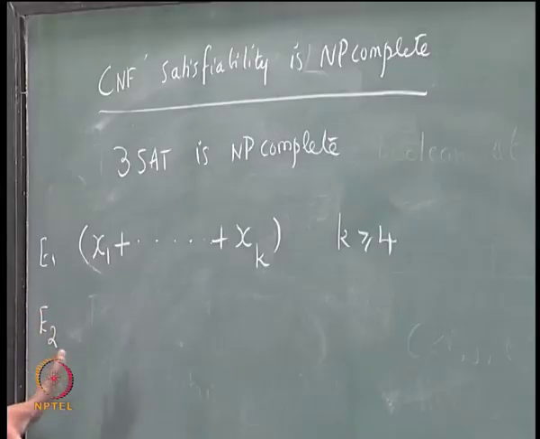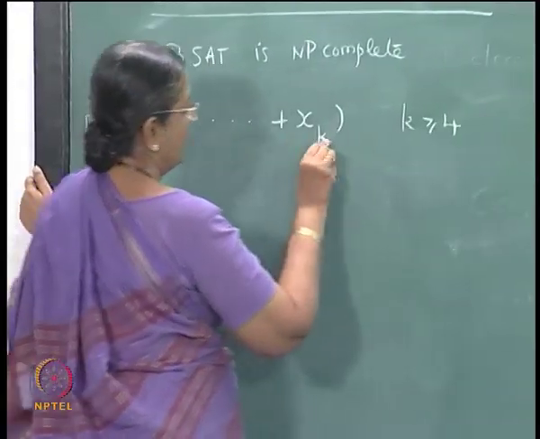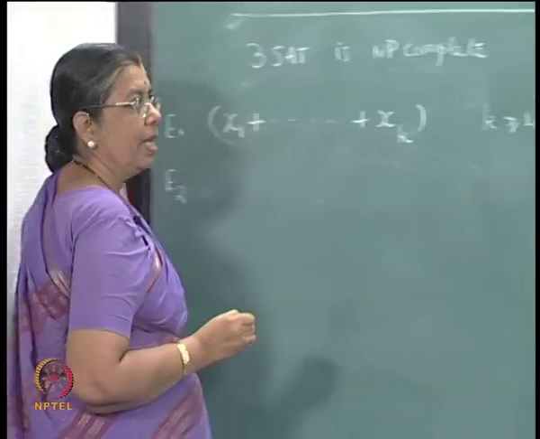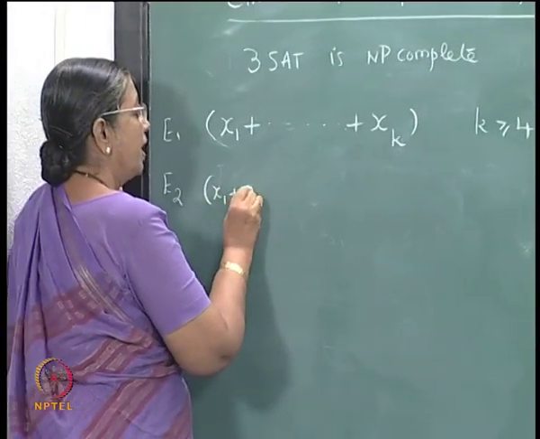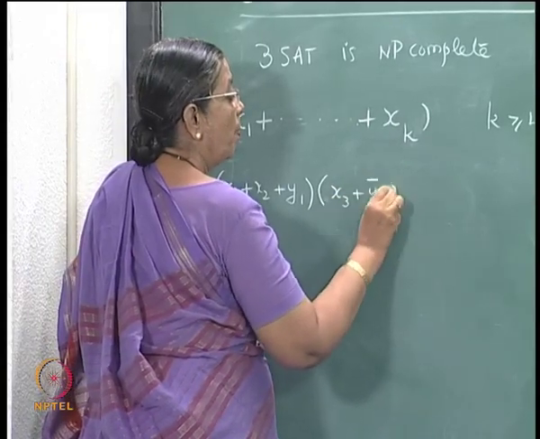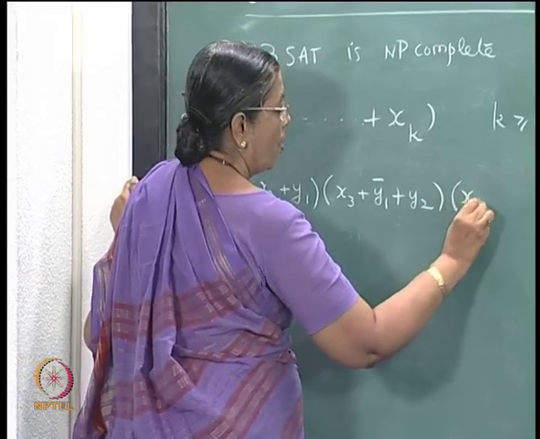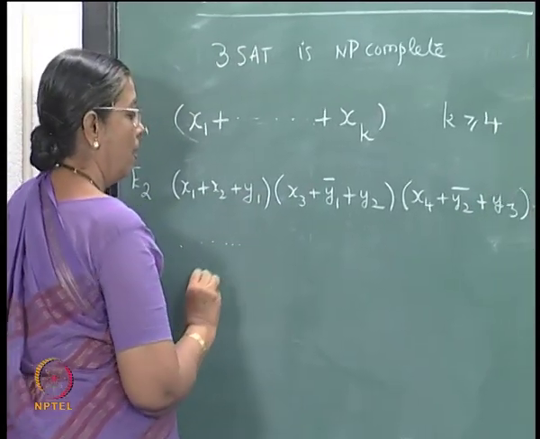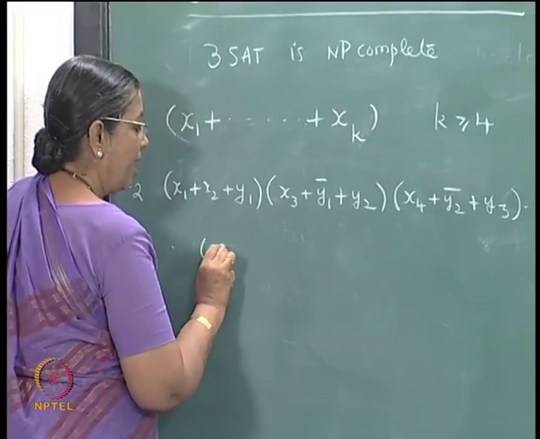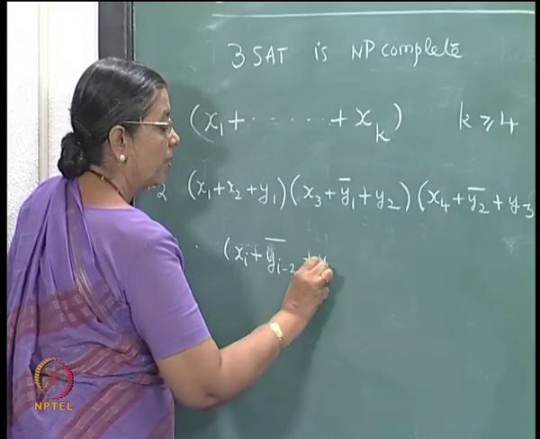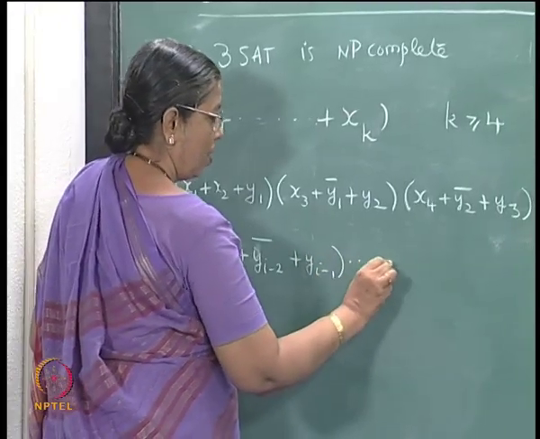How do I write the expression E2? You introduce new variables y1, y2, up to y(k minus 3), k minus 3 new Boolean variables, and write an expression like this. x1 plus x2 plus y1, then x3 plus y1 bar plus y2, then x4 plus y2 bar plus y3, and so on. The general term will be xi plus y(i minus 2) bar plus y(i minus 1).